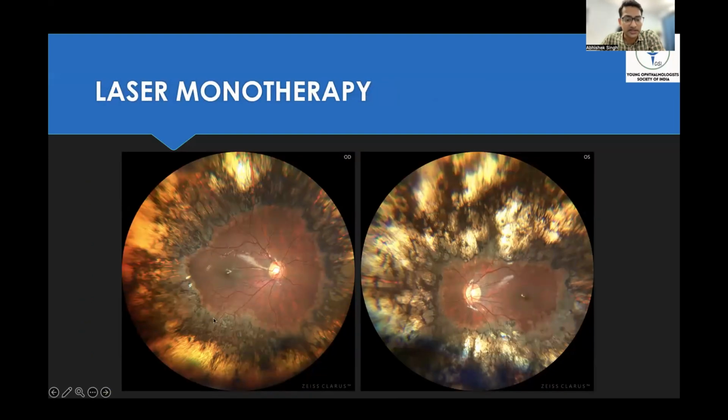Also, with the extensive amount of laser that we do in these babies, there is a severe constriction of visual field. As you can see in the images given, there is only a small island of central retina which is remaining.